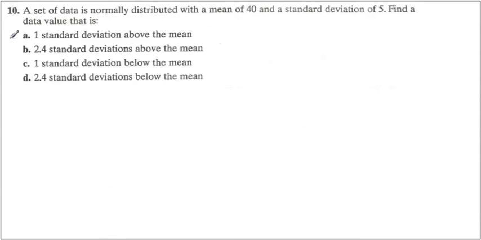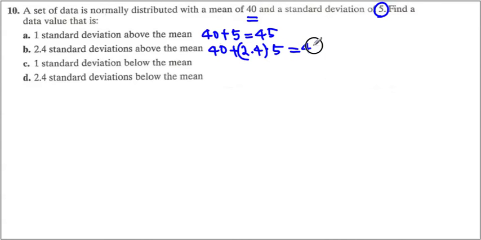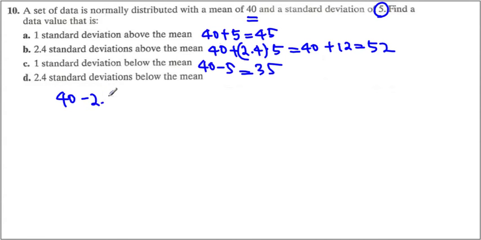Alright, let's look into the next question. A set of data is normally distributed with a mean of 40 and a standard deviation of 5. Find the data values that are 1 standard deviation above the mean. The data value is simply 40 plus 1 standard deviation, which is 5. So we are looking at 45. Now, 2.4 standard deviations above the mean means 40 plus 2.4 times 5, which is equal to 40 plus 12, which is 52. One standard deviation below the mean will be 40 minus 5, which becomes 35. The last, 40 minus 2.4 times 5, will be equal to 28. That becomes our answer.